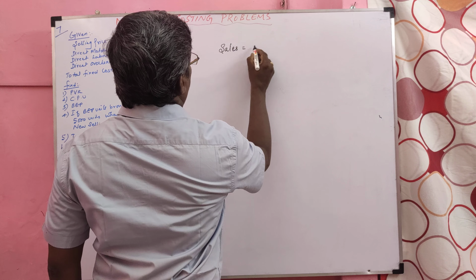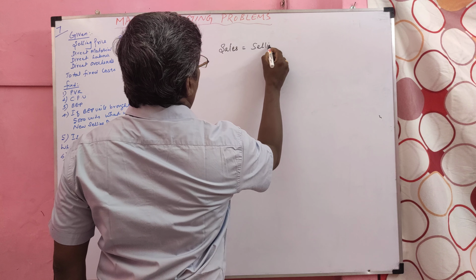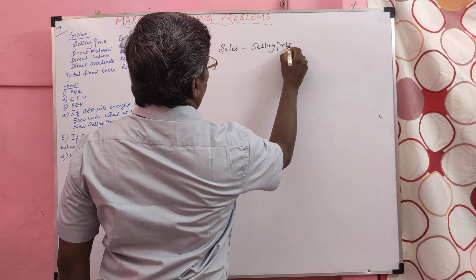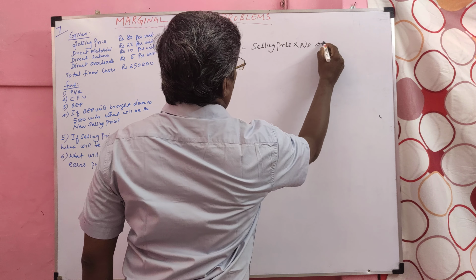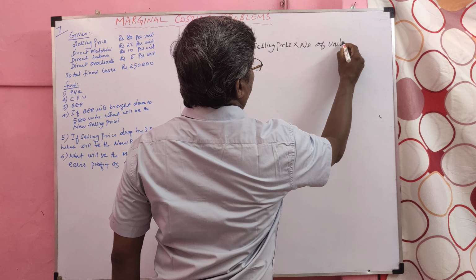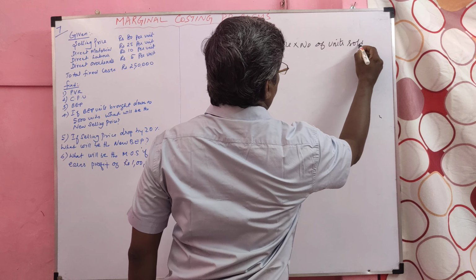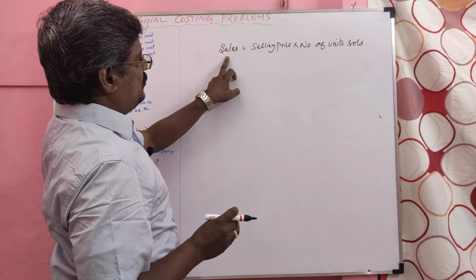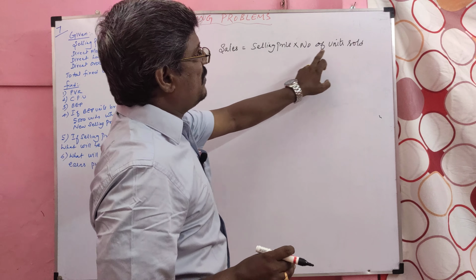Sales equal to selling price into number of units sold. Sales equal to selling price into number of units sold.